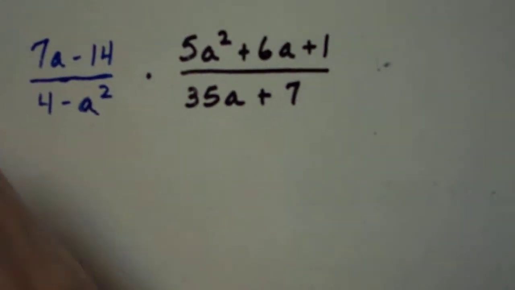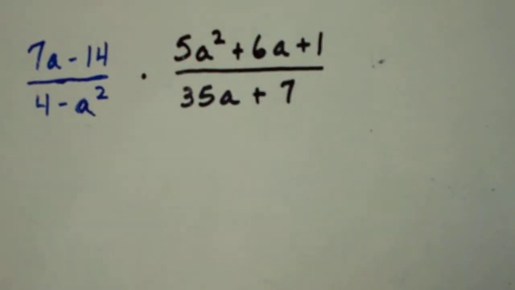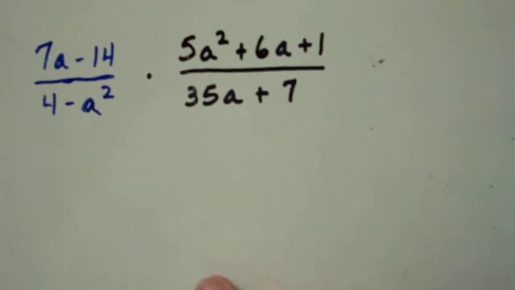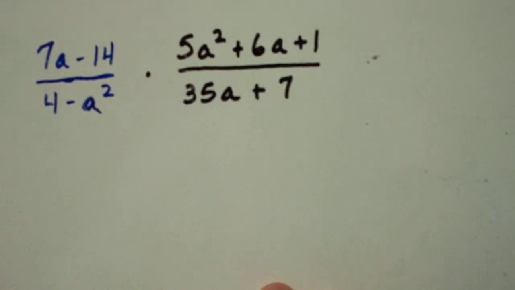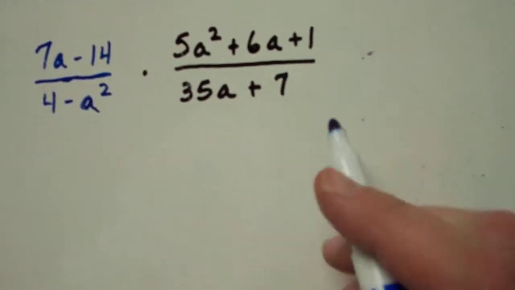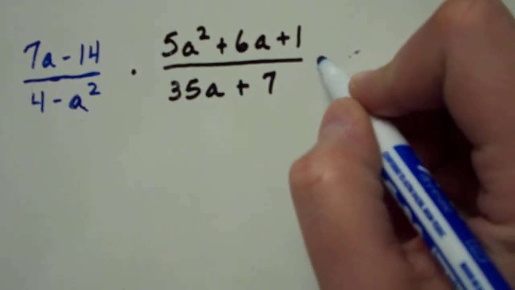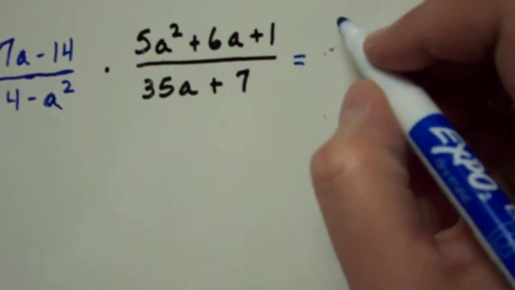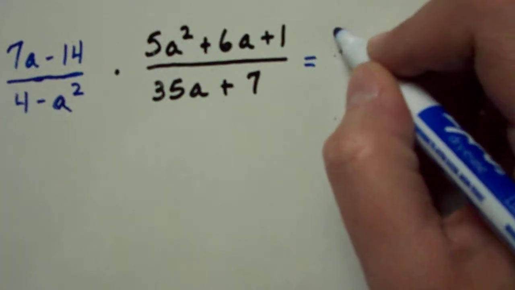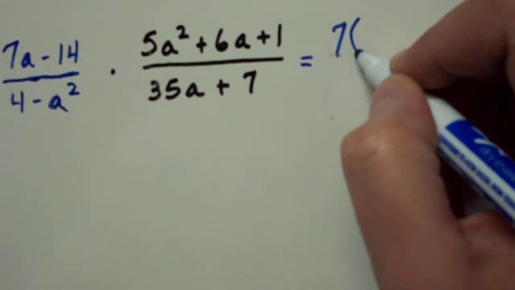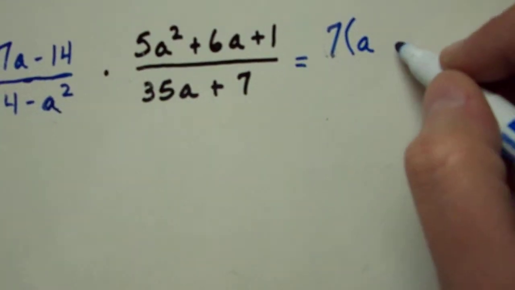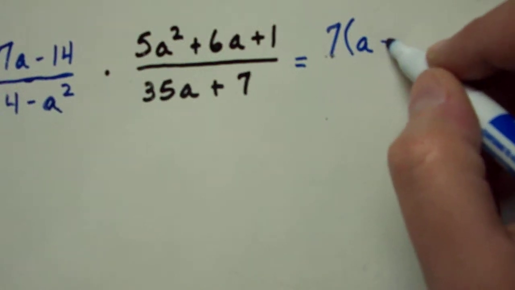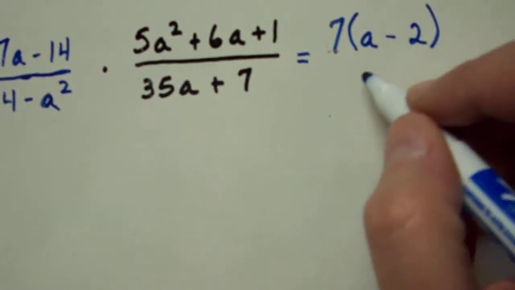Here's a tricky problem for you. Let's start off with the first part of this equation. 7a minus 14. Can you see that 7 is common to both of these numbers? So let's take 7 out, which means we're going to divide. 7a divided by 7 is a. Negative 14 divided by 7 is negative 2.